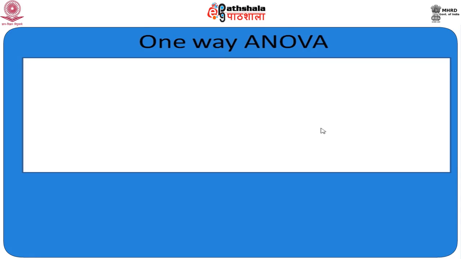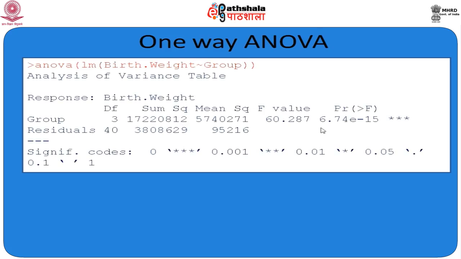So let's fit the ANOVA model. For fitting the ANOVA model, I'll use the function called lm, which is actually for linear models, that is, linear regression. Initially I will consider this as a simple linear regression, with birth weight as the response and group as the predictor. So I'll fit the linear regression model, and then that object I'll pass through anova, and once you pass it, that will generate an ANOVA table.